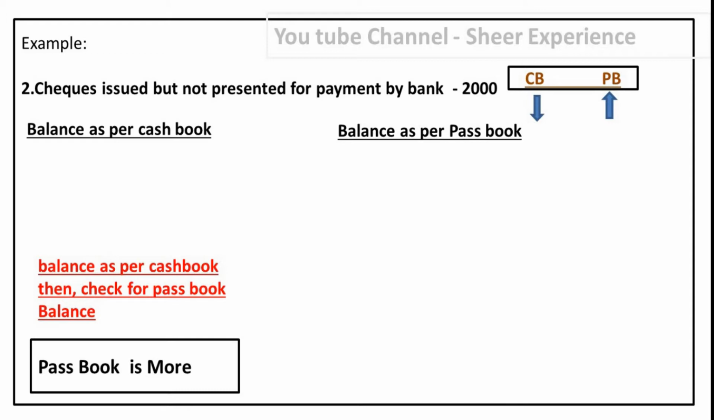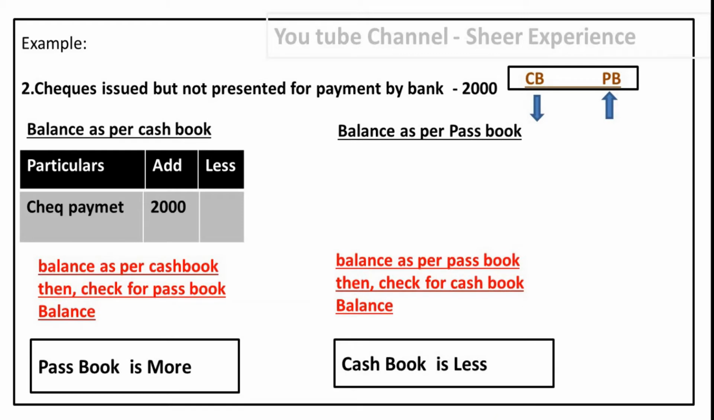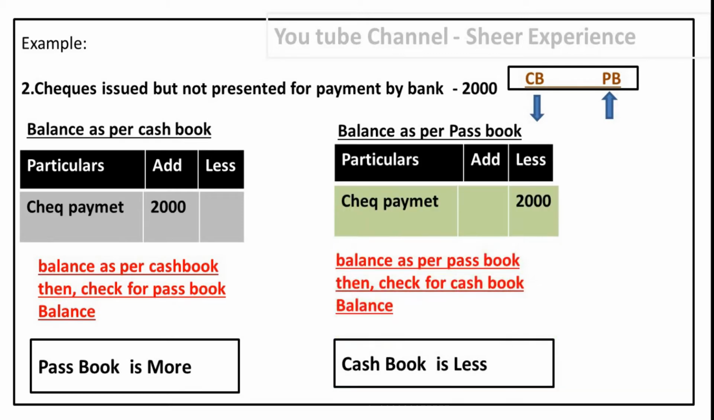When I am preparing bank reconciliation statement with cash book balances, we have to check for passbook balances. Here passbook balance is more, so I will mention the amount in add column. Similarly, when I am preparing bank reconciliation statement with passbook balances, we have to check for cash book balances. Here cash book balance is less, so I'll mention the amount in less column.